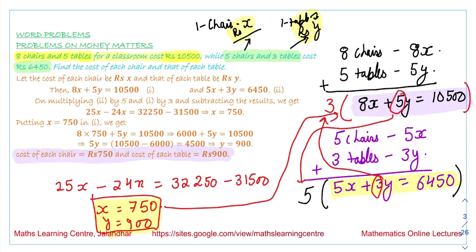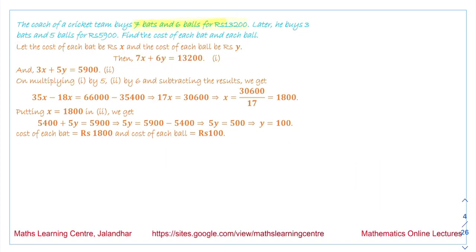Next, the coach of a cricket team buys 7 bats and 6 balls for rupees 13,200, and later he buys 3 bats and 5 balls for rupees 5,900. We have to calculate the cost of each bat and each ball. This is a similar kind of question. In place of chair and table, now it is bat and ball. So we suppose that the cost of each bat is rupees x and the cost of each ball is rupees y.